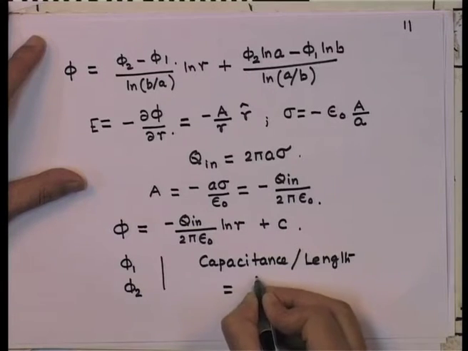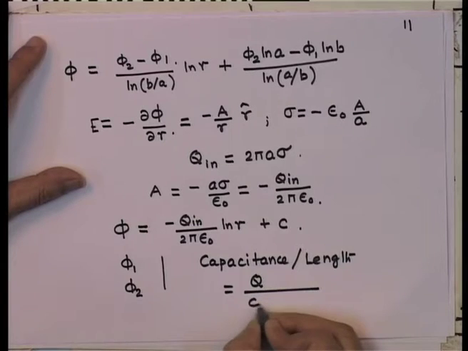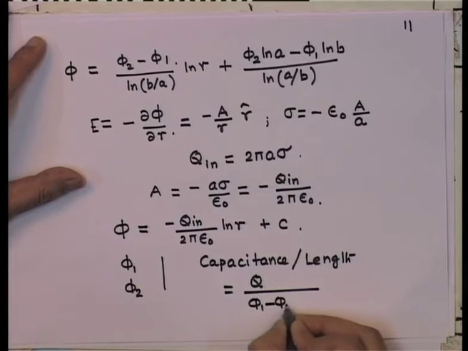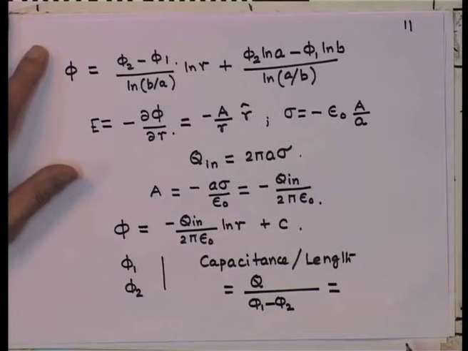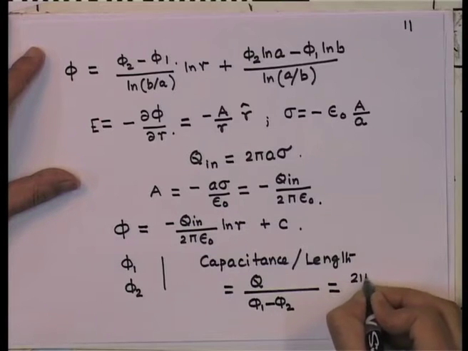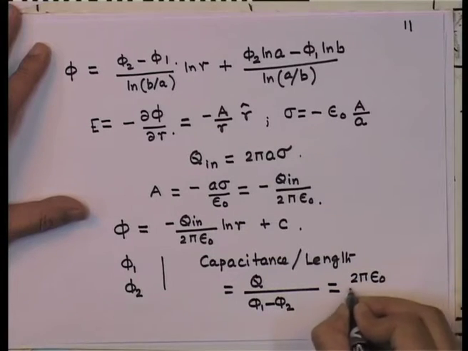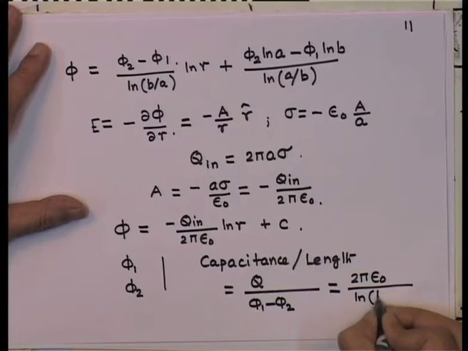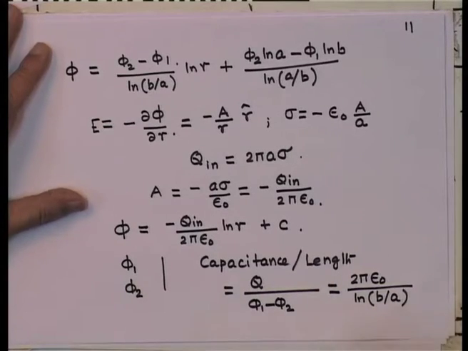which is equal to q divided by phi 1 minus phi 2, rather straightforward algebra, and you will find this is given by 2 pi epsilon 0 divided by logarithm of b by a.